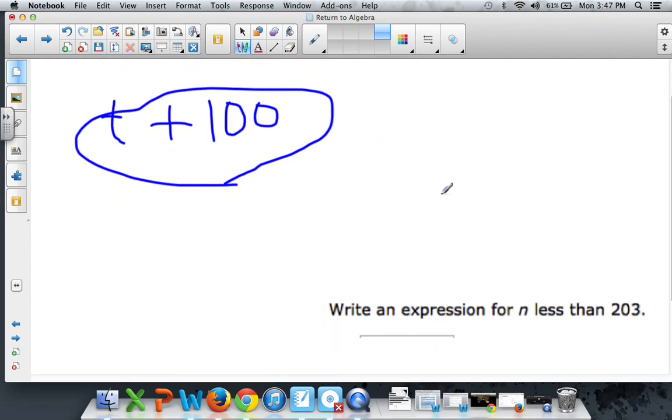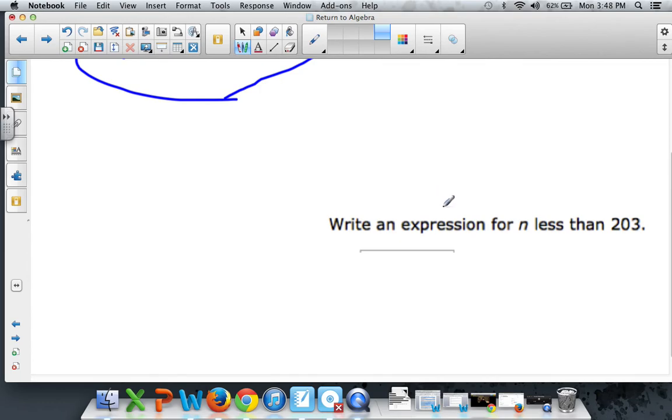Let's scroll down a tiny bit. Write an expression for n less than 203. N less than 203, that's simple. N less means subtracting the n. From what? Well, then 203. That's a simple subtraction expression.